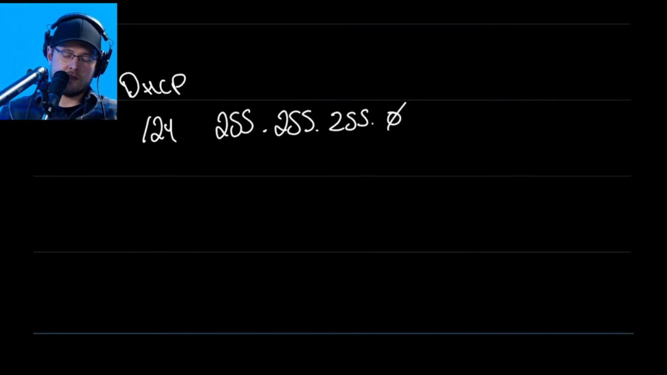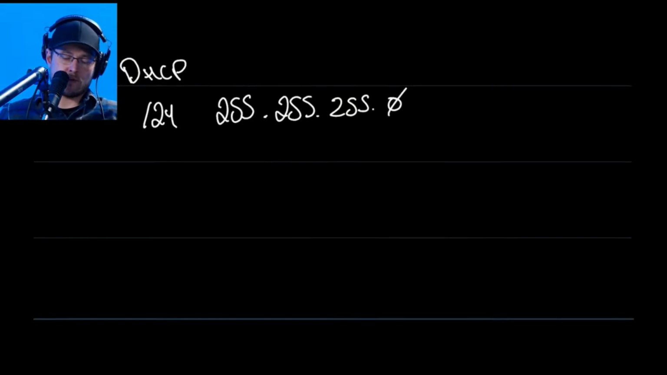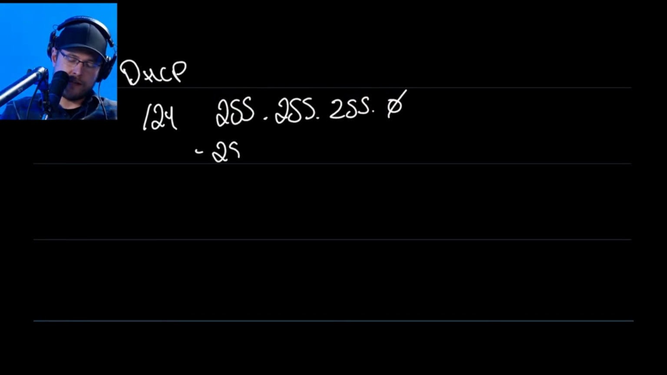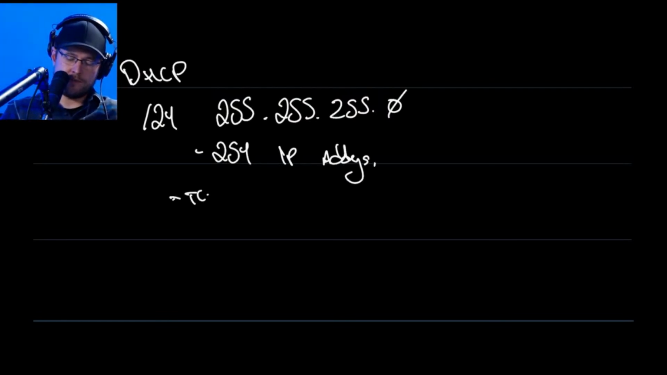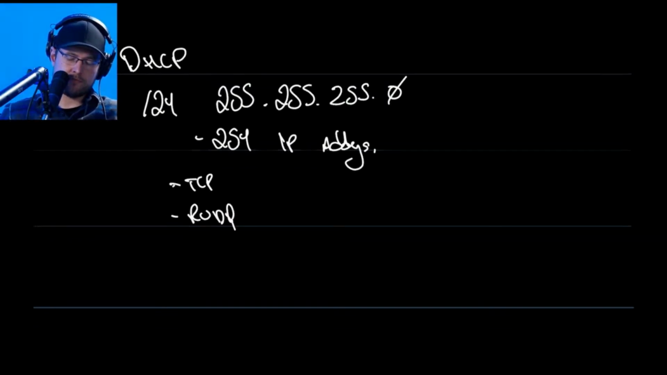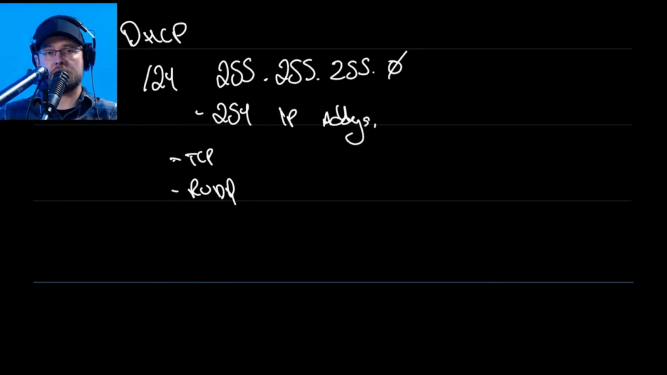Okay, so we have a DHCP network that's running a /24 network. That's going to give us 254 IP addresses, and that's going to be sufficient for a TCP or a RUDP network, okay? That will give you what you need.